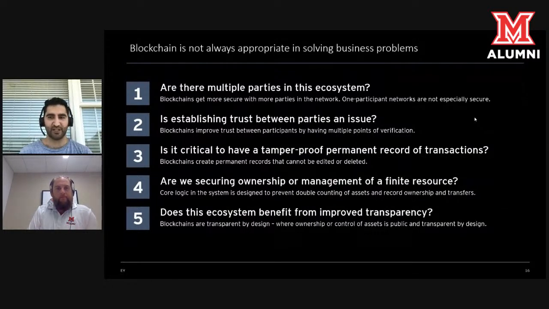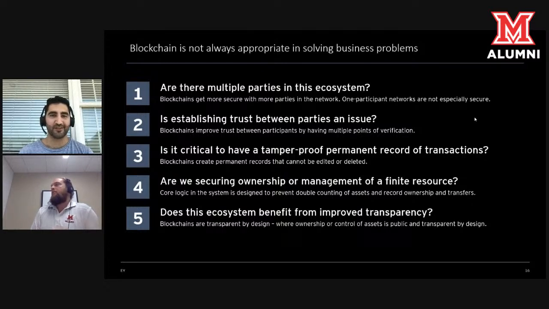So as I said, blockchain is not a one-size-fits-all solution. If you recall Mark's overview of the components of a blockchain, a distributed ledger is the first thing that we said. And a distributed ledger means we need multiple parties and multiple points of verification to keep trust. And so the first question, and the obvious one, is, are there multiple parties in the ecosystem?